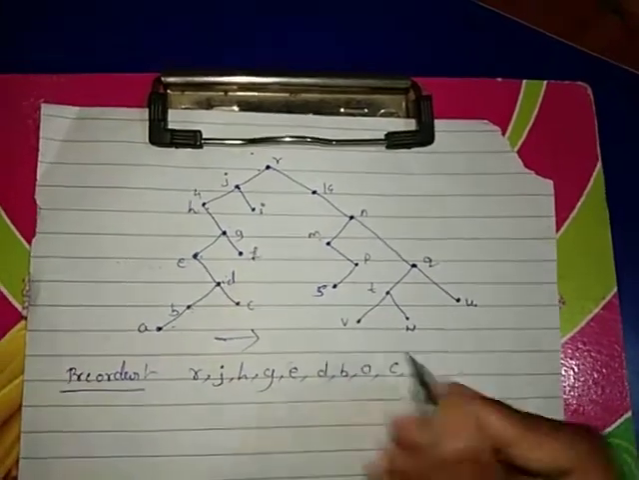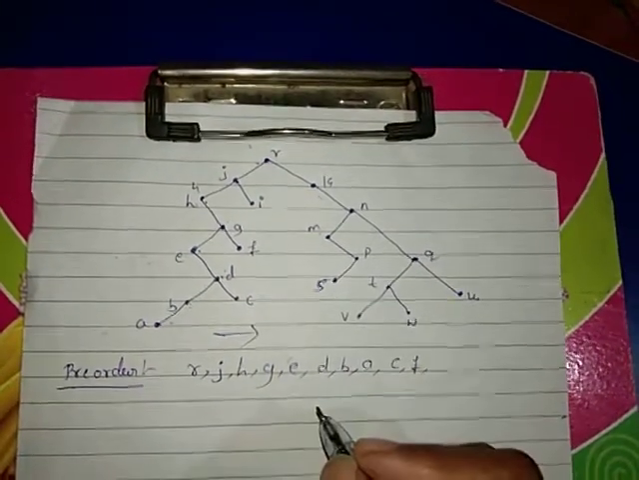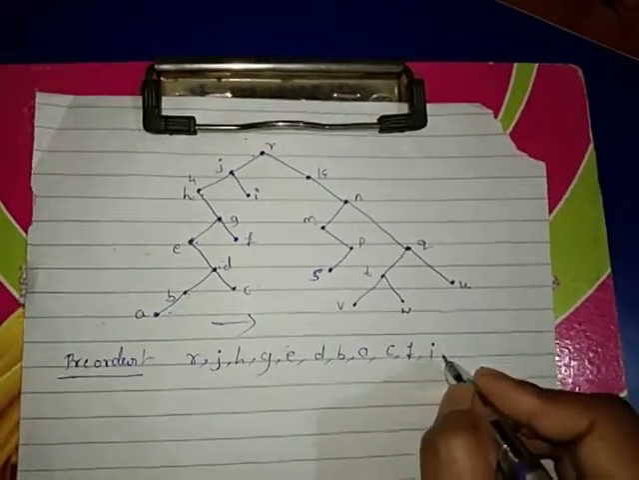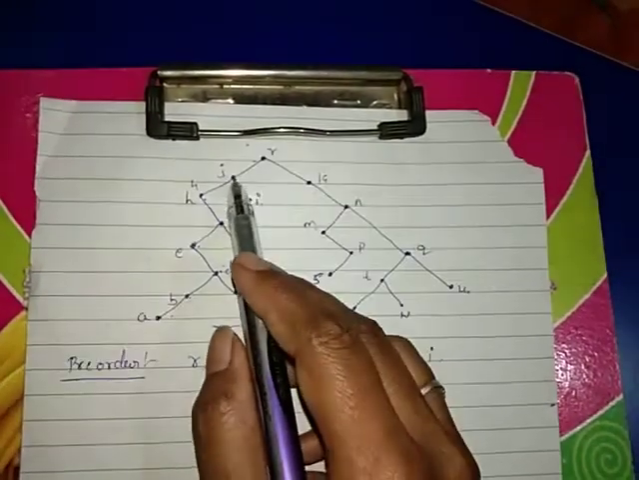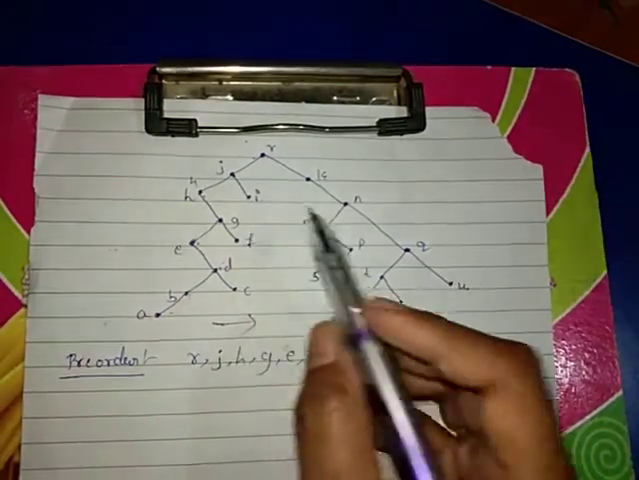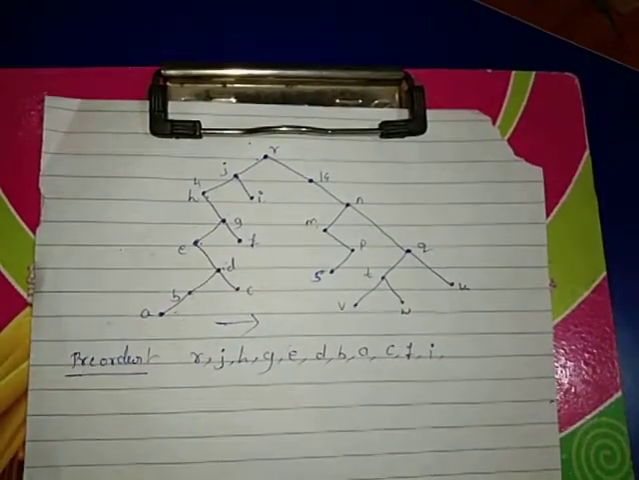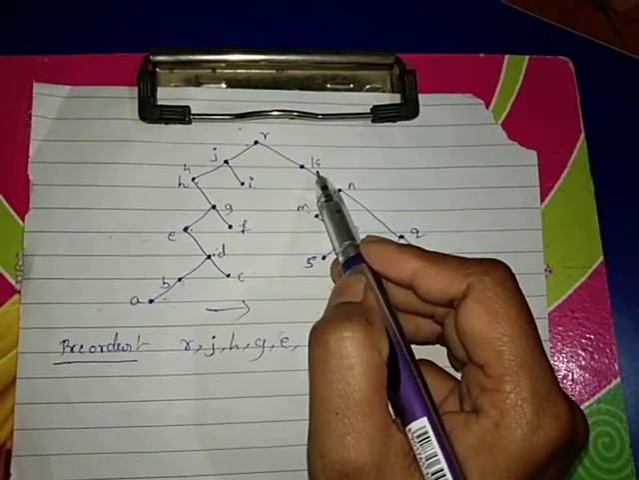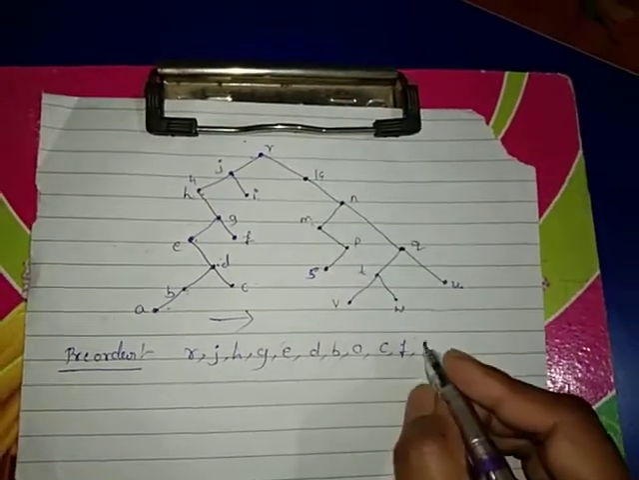And then F. And then I. And next we move to the next subtree of the R. The next subtree of the R is K.